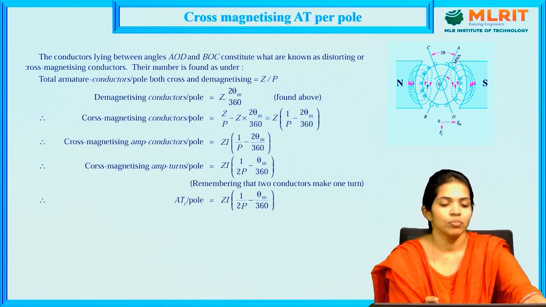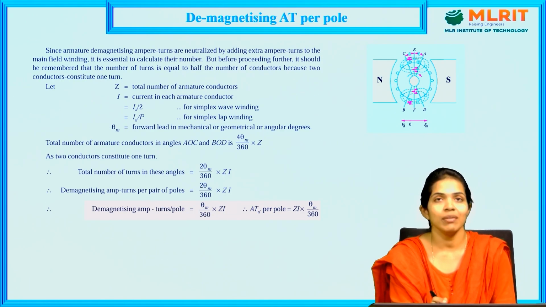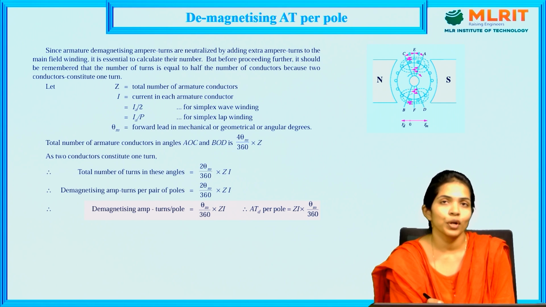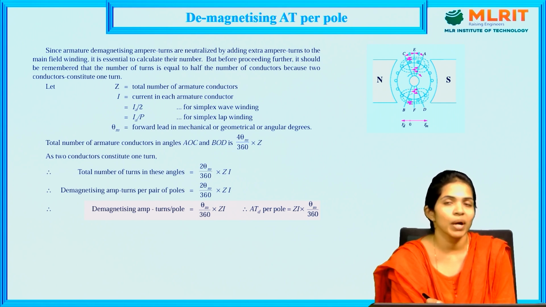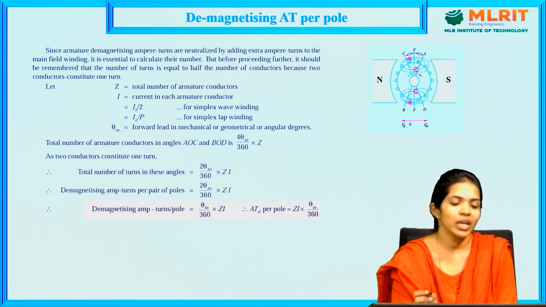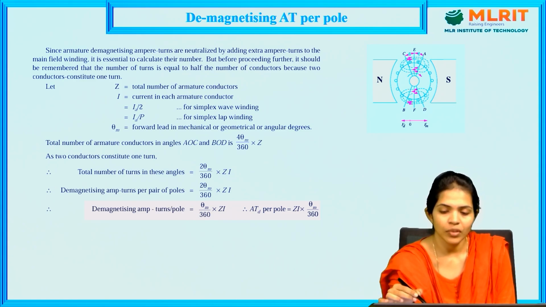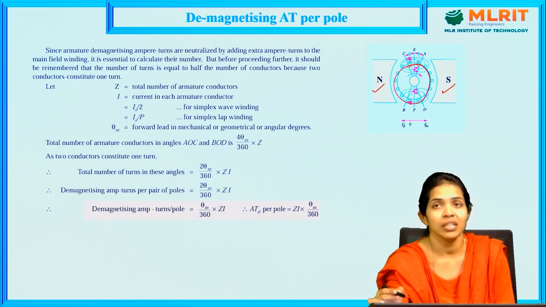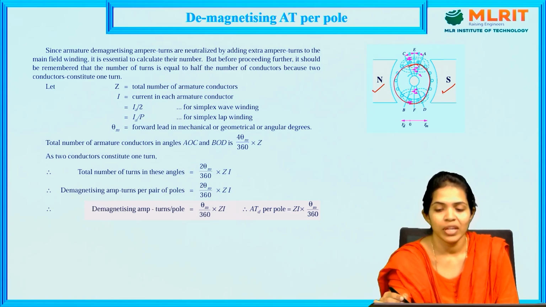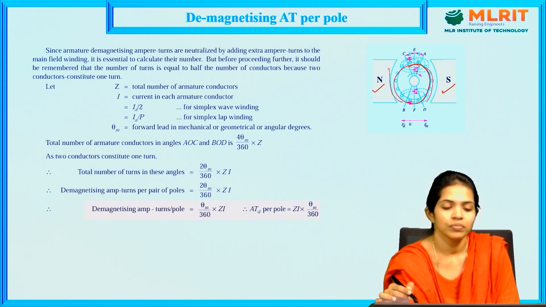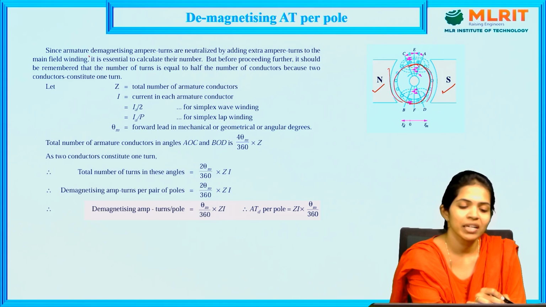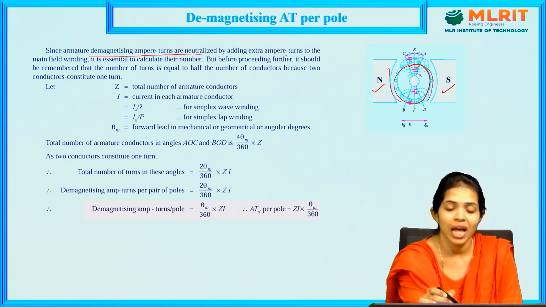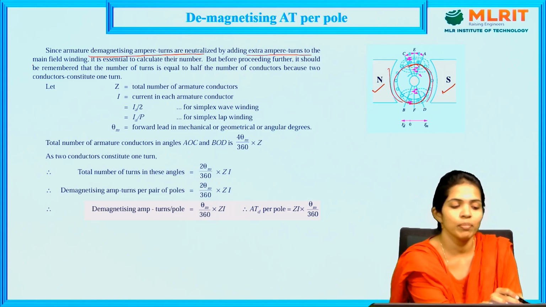So now we will be seeing about the demagnetizing ampere turns and the cross magnetizing ampere turns as a part of armature reaction. So we can see that here we have a north pole and a south pole, and this is your armature, which is embedded in between the north and south poles. We can see the different conductors here. The demagnetizing ampere turns are neutralized by adding the extra ampere turns to the main field windings.